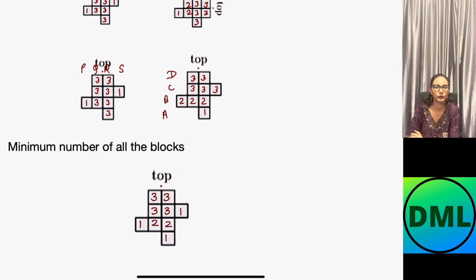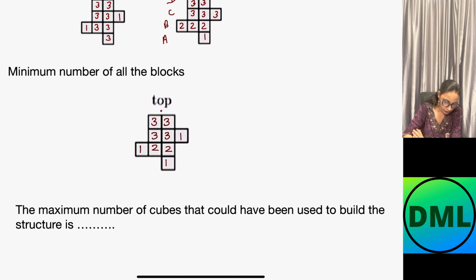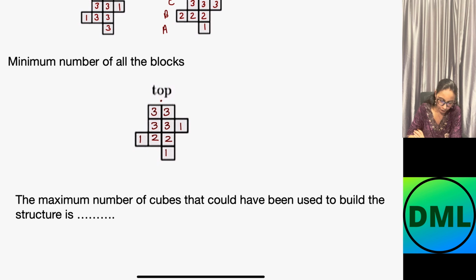I need to add all the blocks here. If you add 3 plus 3 plus 3 plus 3 plus 1 plus 1 plus 2 plus 2 plus 1, your answer will be equal to 19. This shows you that the maximum number of cubes that have been used to build the structure is 19. That will be your answer.